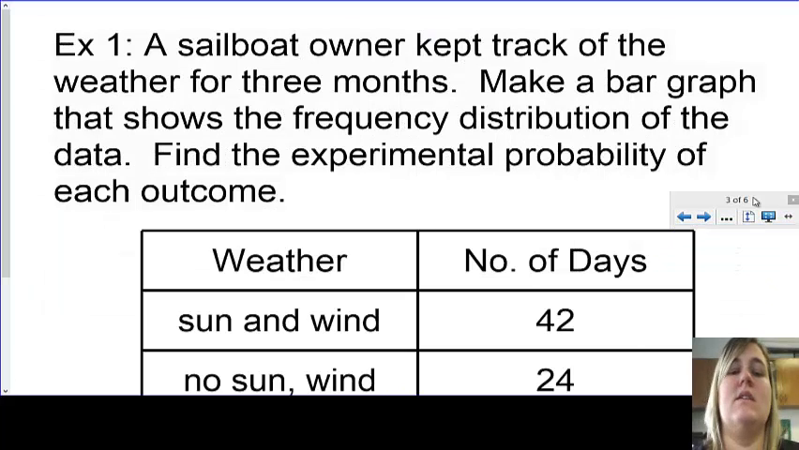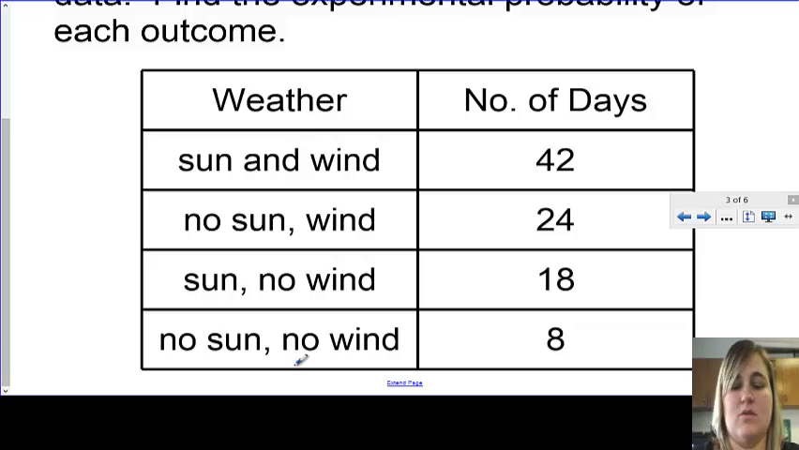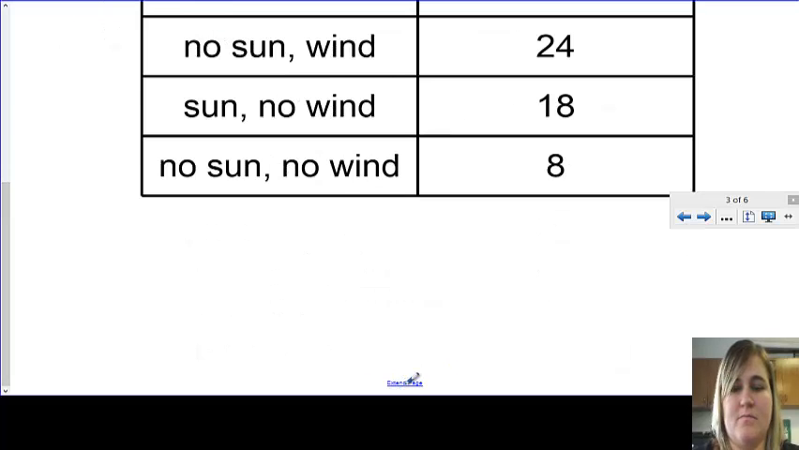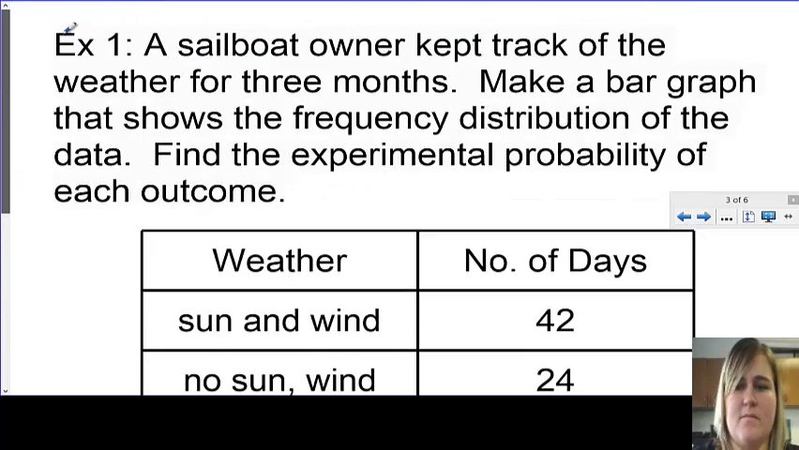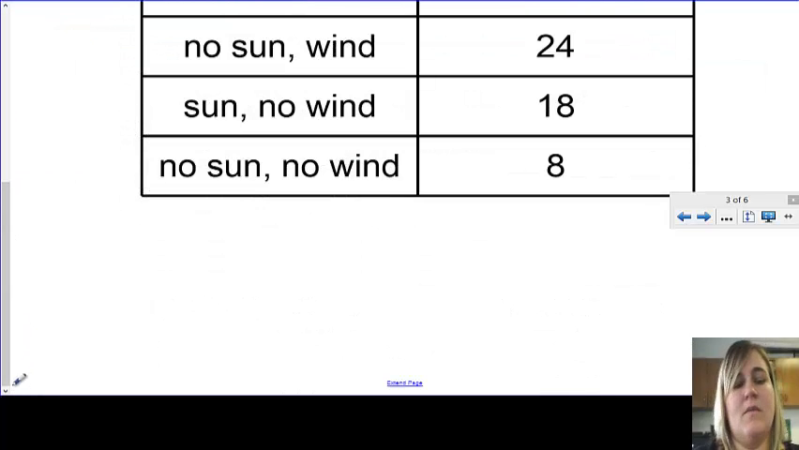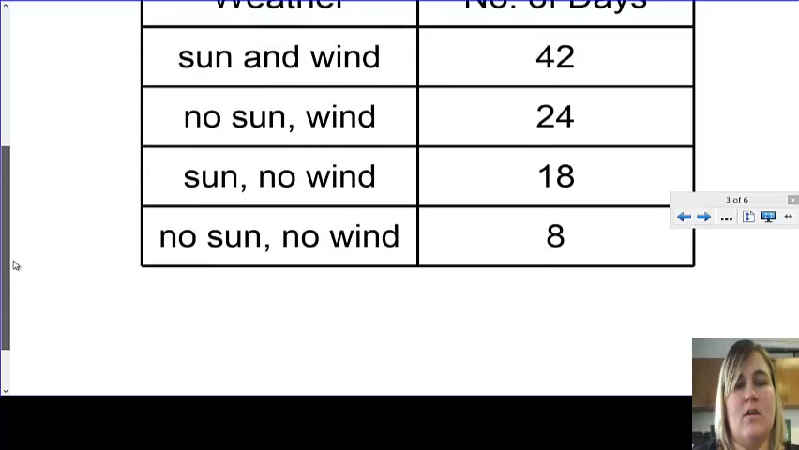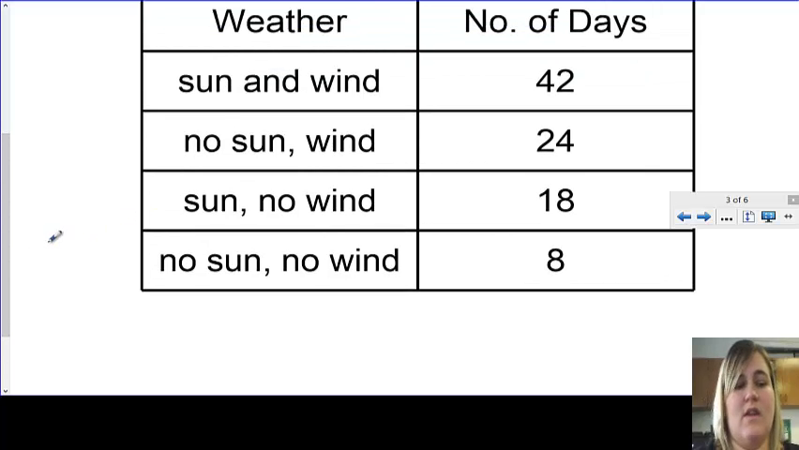It says a sailboat owner kept track of the weather for 3 months. Make a bar graph that shows the frequency distribution of the data. Find the experimental probability of each outcome. So what we're going to do is use this table to create a bar graph. It said bar graph, right? Yes. Okay, so what we have is the weather and the number of days.